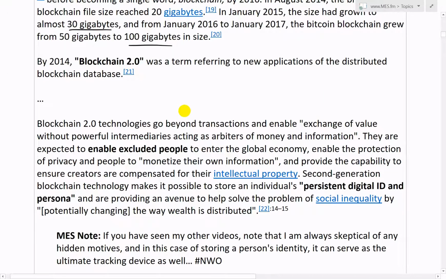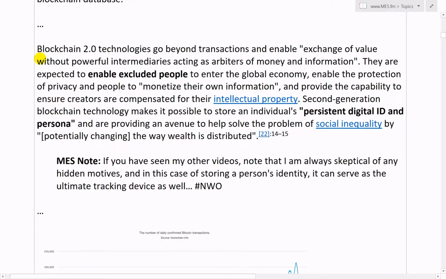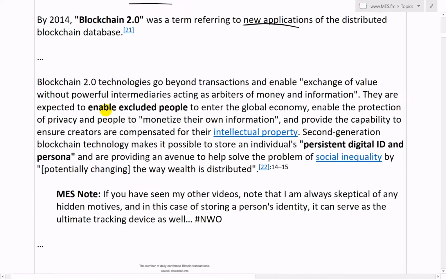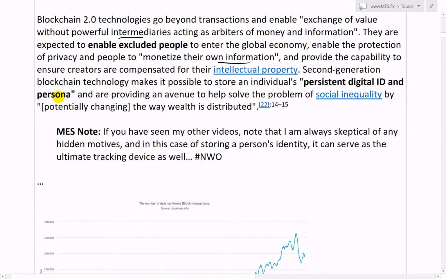By 2014, blockchain 2.0 was a term referring to new applications of the distributed blockchain database. It's not just cryptocurrency. And so it has a lot of applications. So blockchain 2.0 technologies go beyond transactions and enable exchange of value without powerful intermediaries acting as arbiters of money and information. They are expected to enable excluded people to enter the global economy, enable the protection of privacy, and people to monetize their own information, and provide the capability to ensure creators are compensated for their intellectual property.